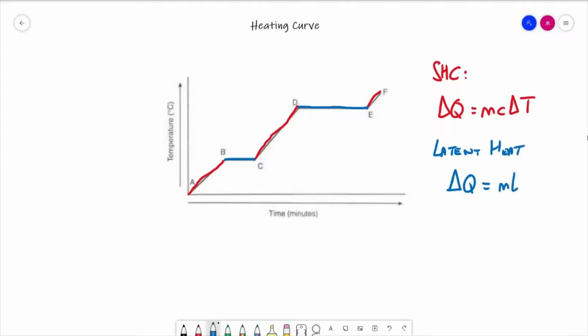And obviously for all five portions of these graphs, we're going to need different constants for specific heat capacity or latent heat. So obviously here we're going to need the specific heat capacity of the solid form, here we'll need the specific heat capacity of the liquid form, and here we'll need the specific heat capacity of the gas form. In this section here we'll need the latent heat of fusion, and here we're going to need the latent heat of vaporisation.